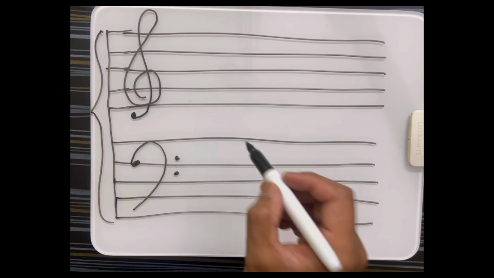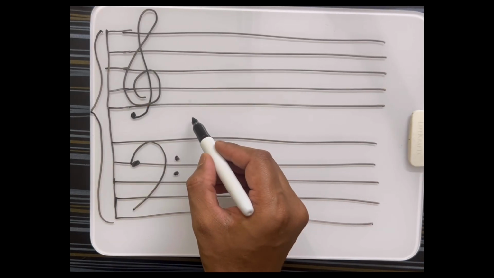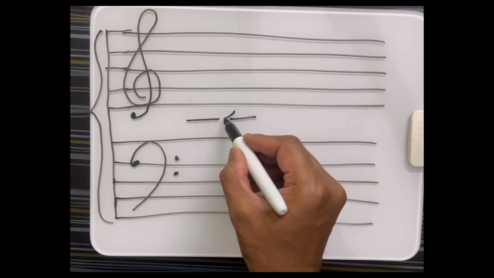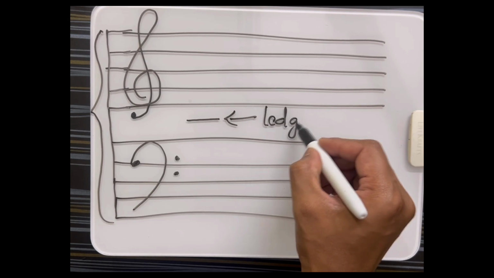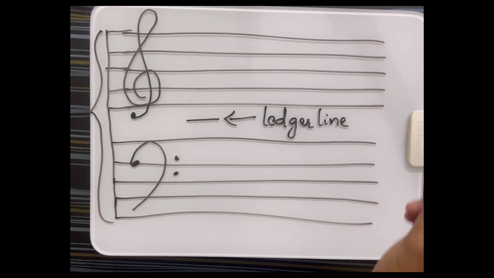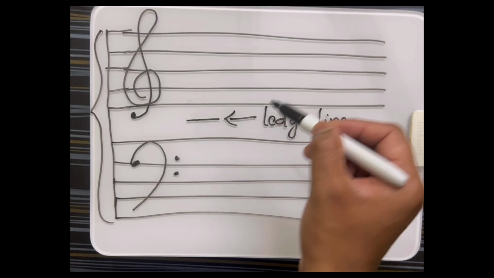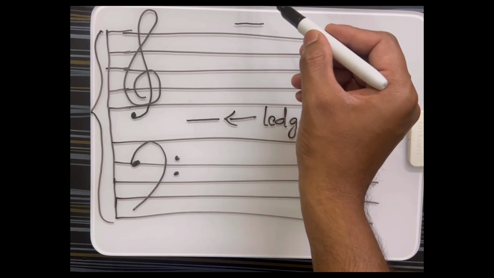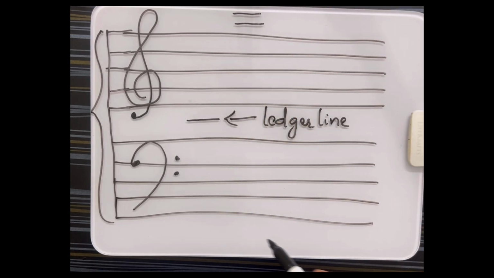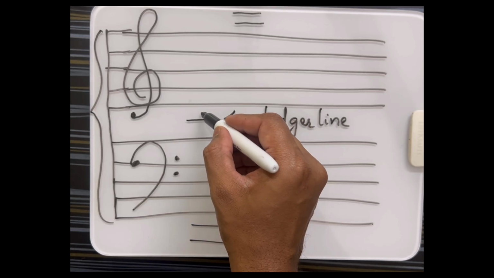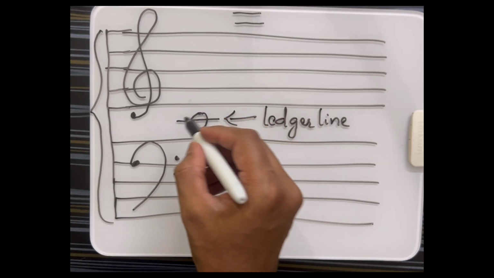I am adding a new line in between the treble and bass here. This is called a ledger line, or an added line. This ledger line can also come above the staff, and it can also come below the staff. The very interesting part is this ledger line. When I draw any note on this line, it is called the middle C.